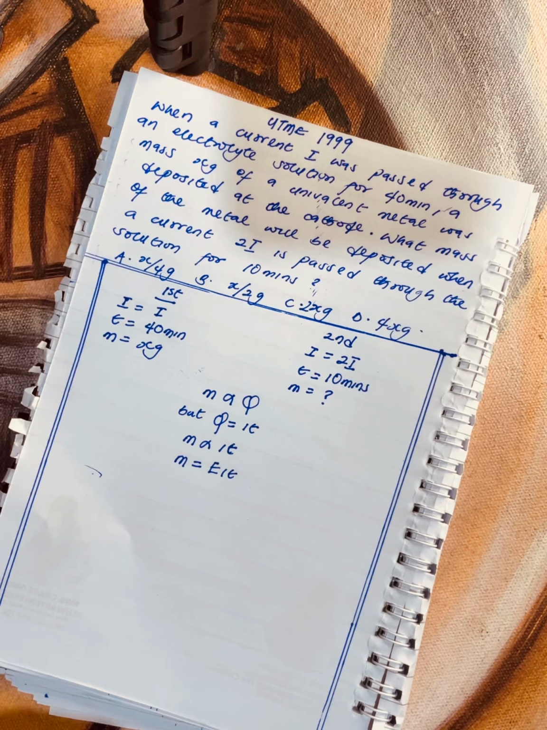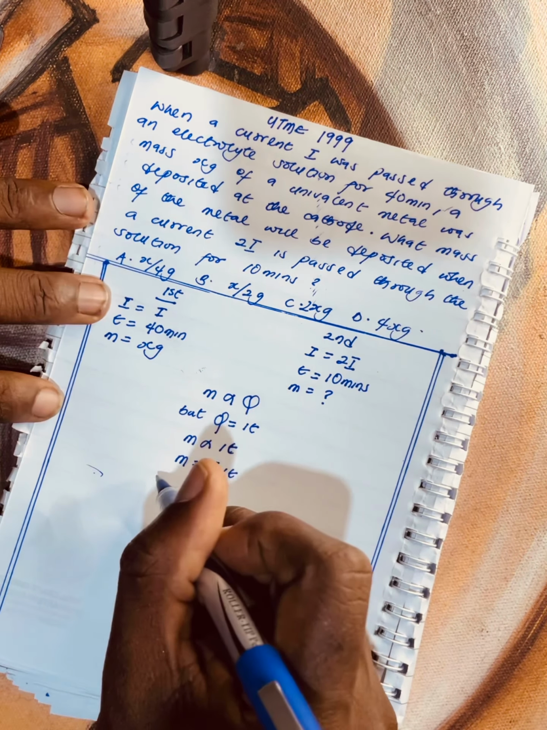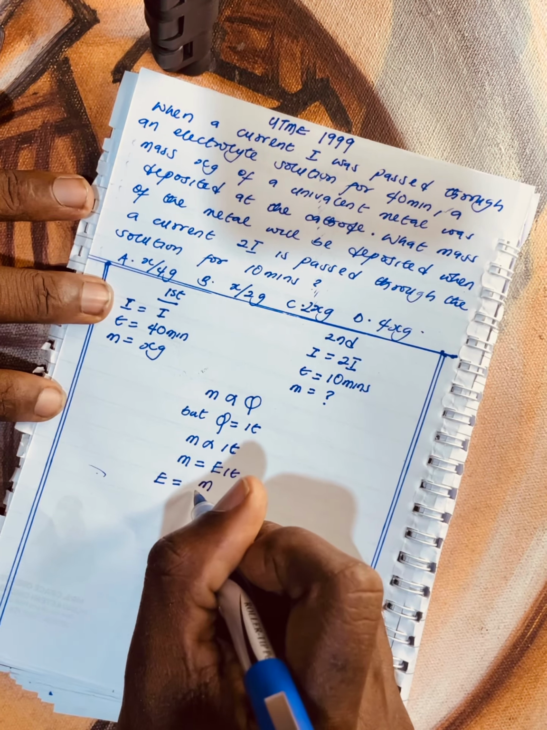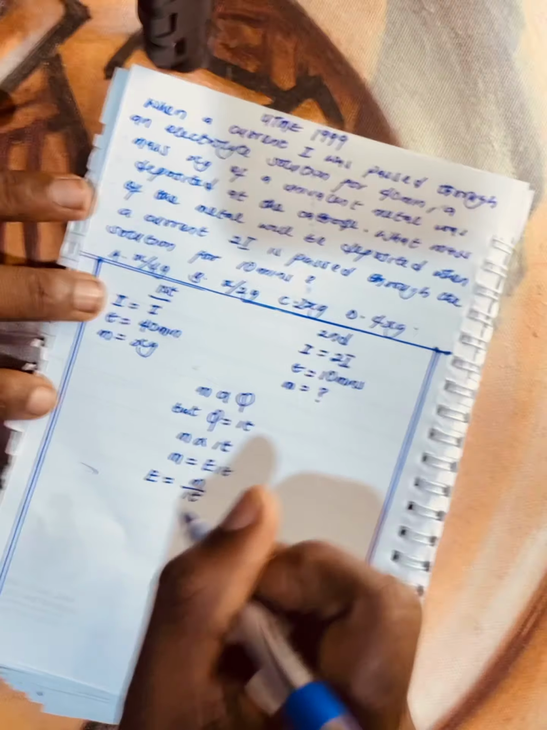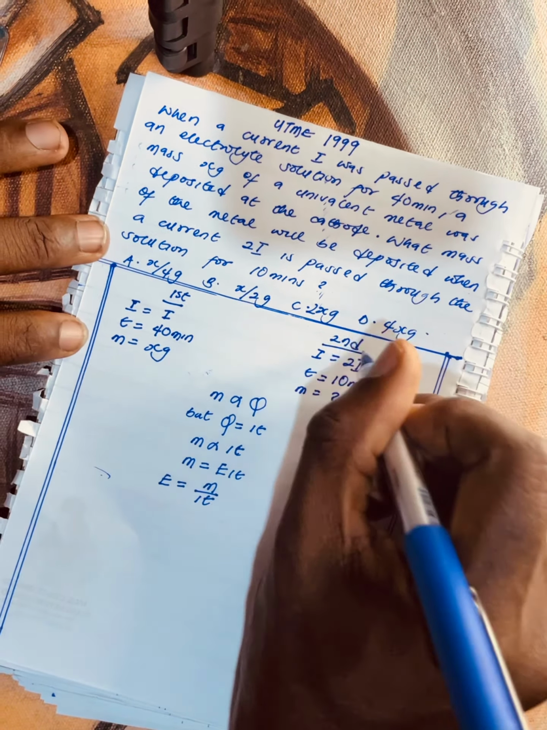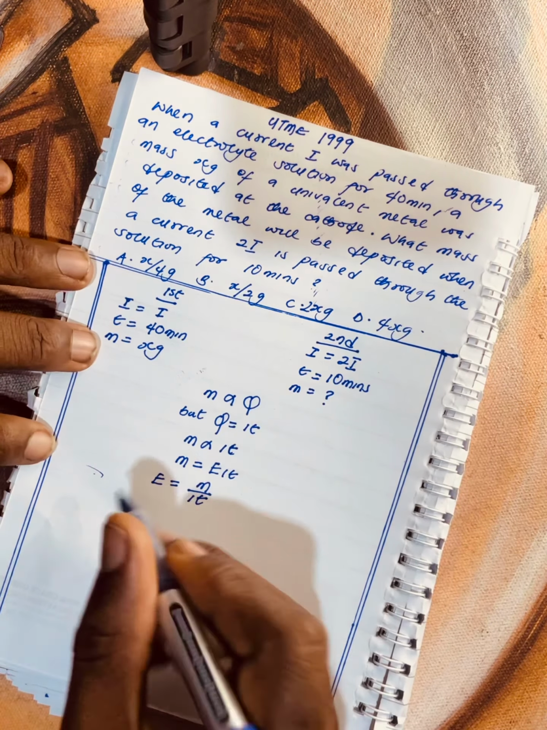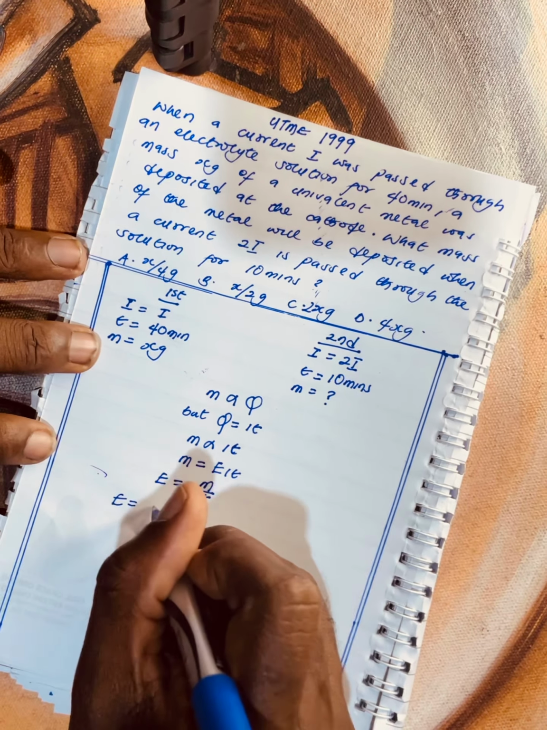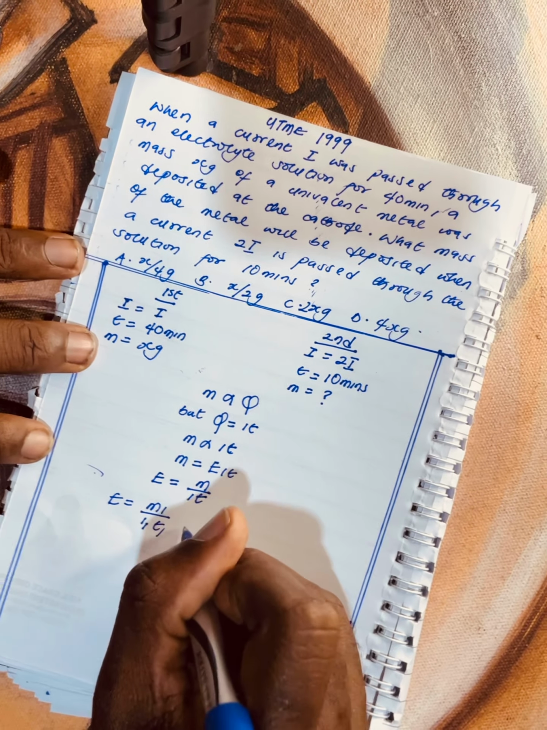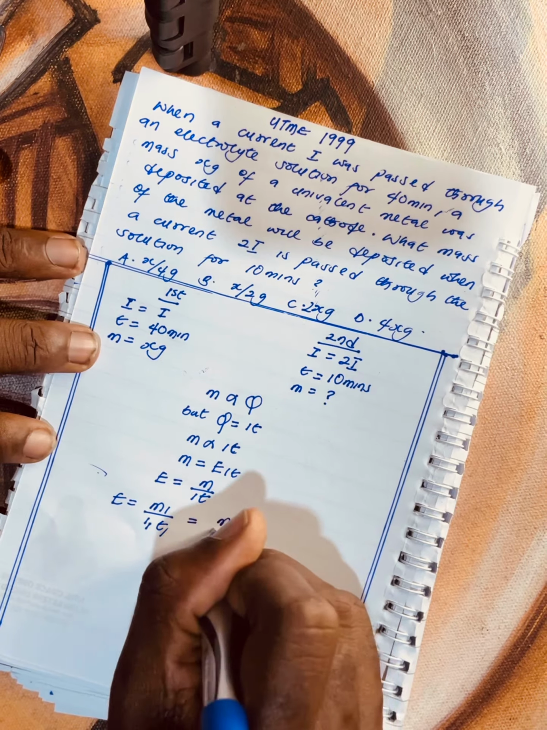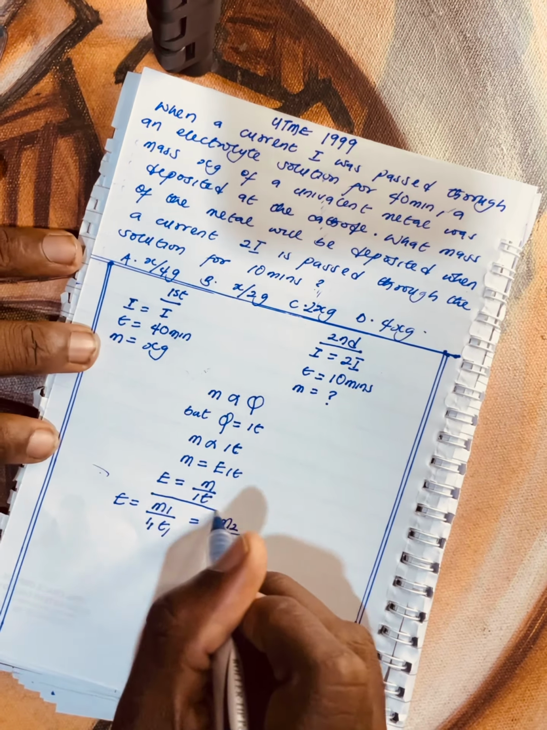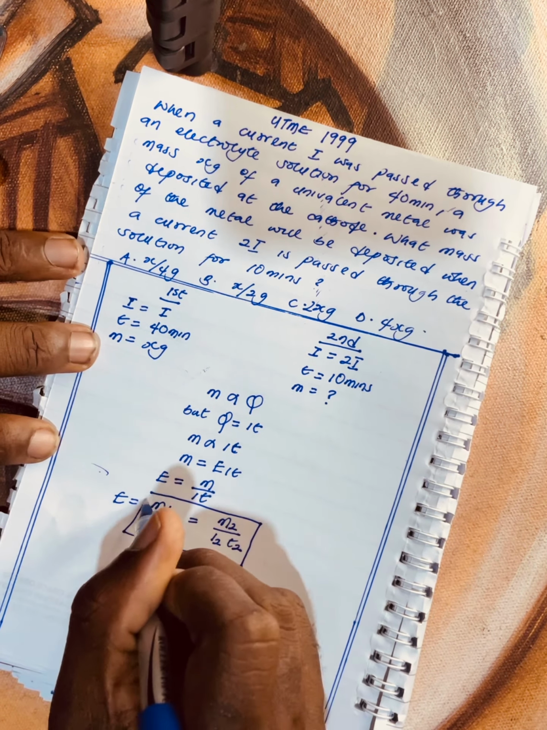Let's make the constant the subject of the formula. Making the constant the subject, E will be equal to M, which is mass, all over IT. Now, since we have more than one case scenario, we will now say E is equal to M1 all over I1 T1, which is equal to M2 all over I2 T2. So we could use this to solve the question above.